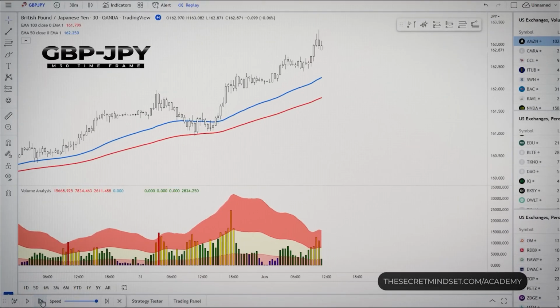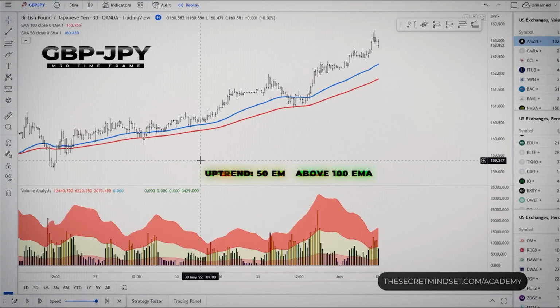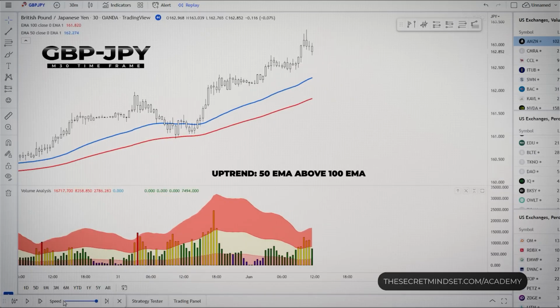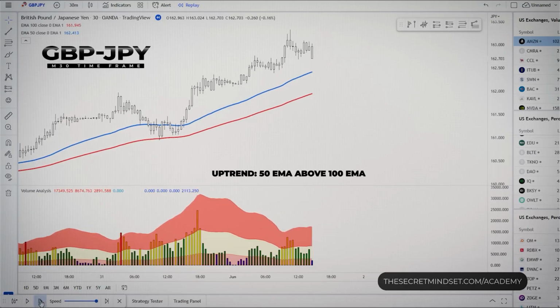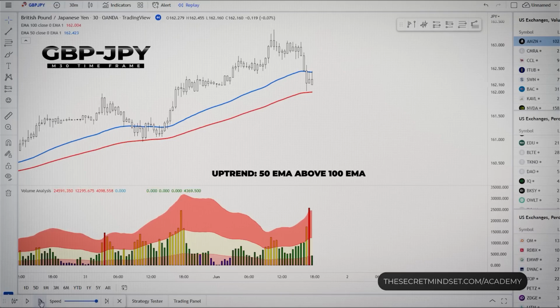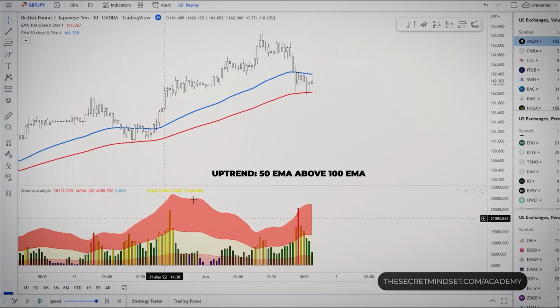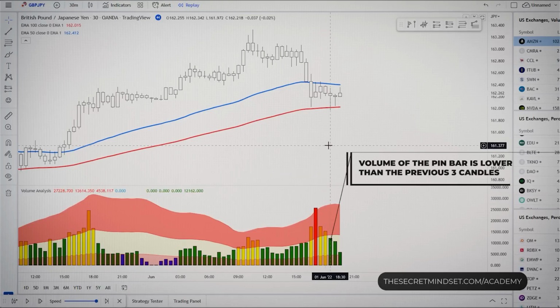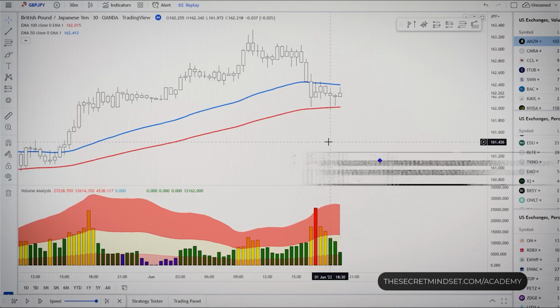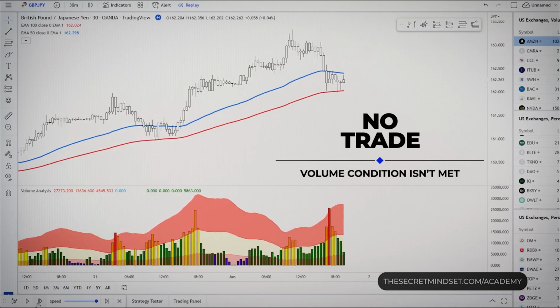We move to pound yen on the 30-minute time frame. The 50 EMA is above the 100 EMA, so we look for buy opportunities. We have our pullback to the EMAs, and here's our pin bar. But look at the volume, it's lower than the previous 4 or 5 bars, so this is a no trade. The volume condition isn't met.